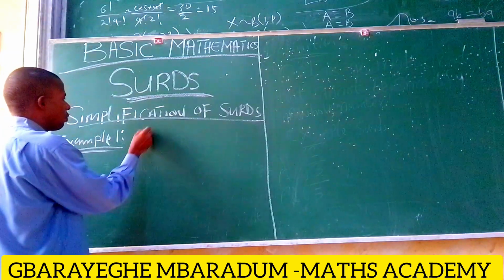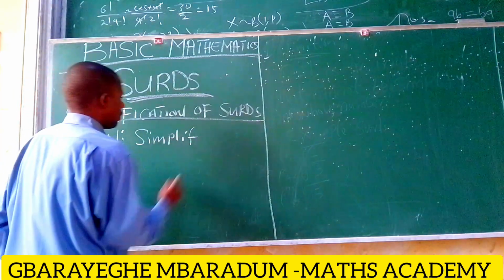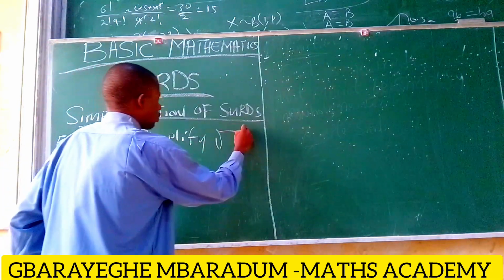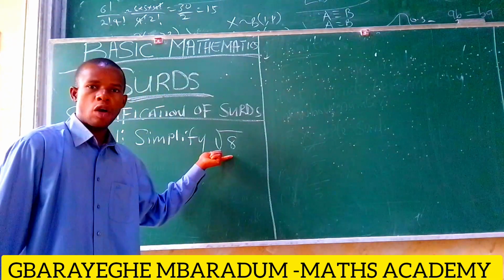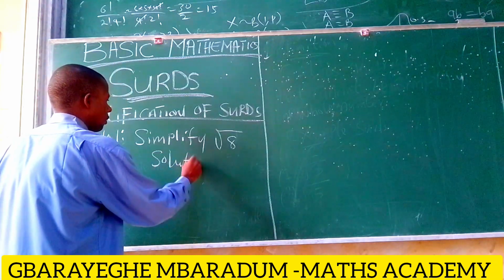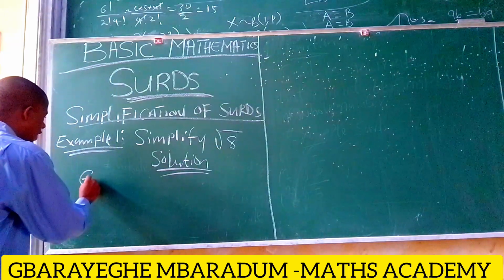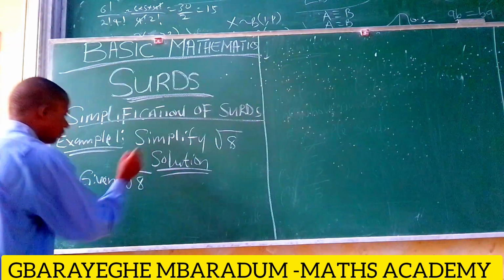Example 1, they say we should simplify the square root of 8. How can we simplify this square root of 8? Let's look at the solution. What they give us is the square root of 8, right?